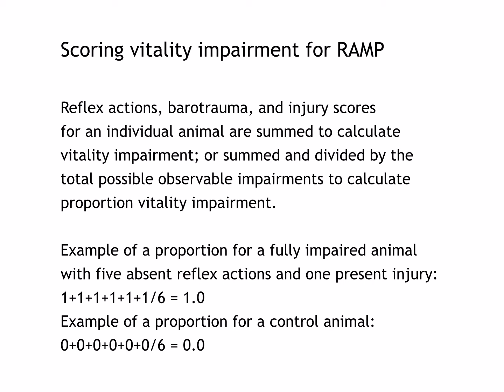Example of a proportion for a fully impaired animal with 5 absent reflex actions and 1 present injury: 6 divided by 6 equals 1. Example of a proportion for a control animal: 0 divided by 6 equals 0.